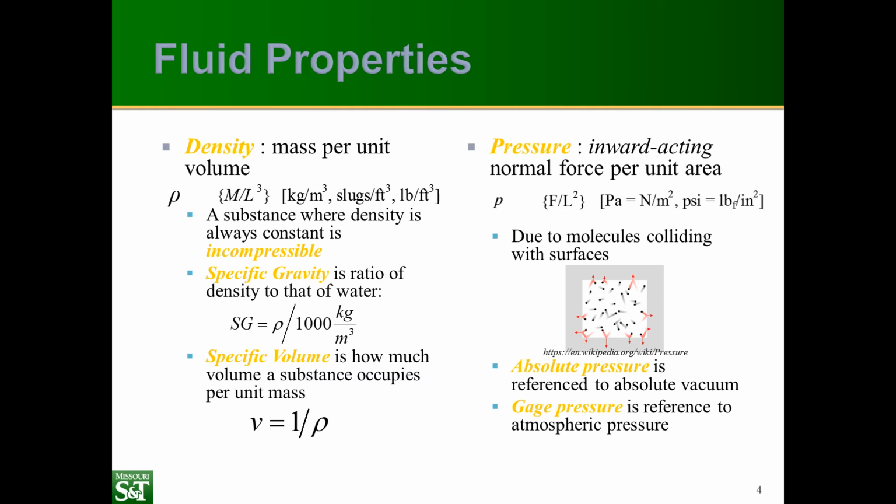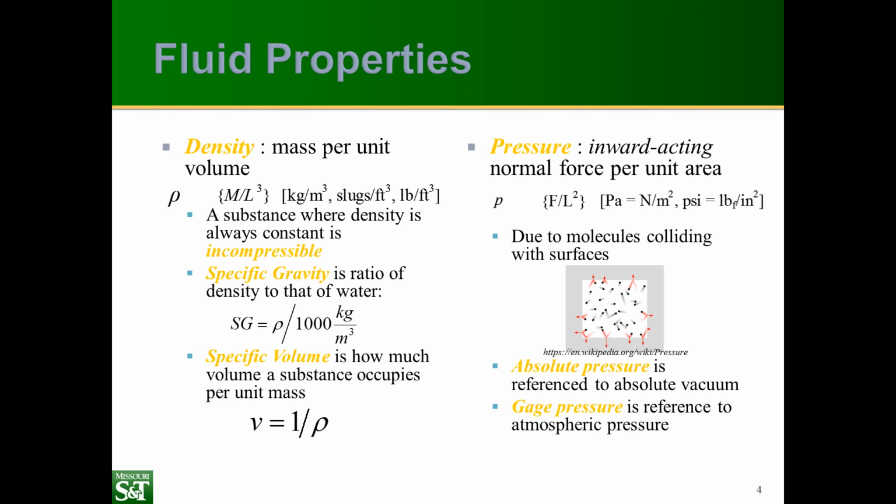Now, pressure is the force per unit area on a surface, but it's always acting inwards on the control volume. So it's the force per unit area acting into a surface, or normal to the surface. It is a scalar quantity. It doesn't have any direction. And it's basically caused by molecules colliding with surfaces. When a molecule hits a surface, it has to change its momentum to bounce off, and that requires a force. And that force is the pressure.